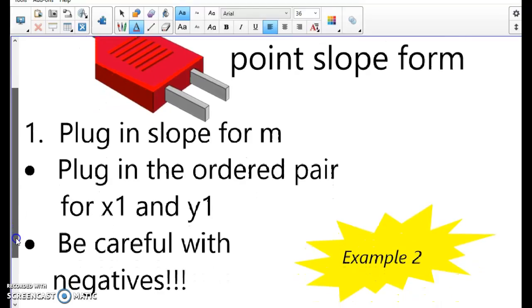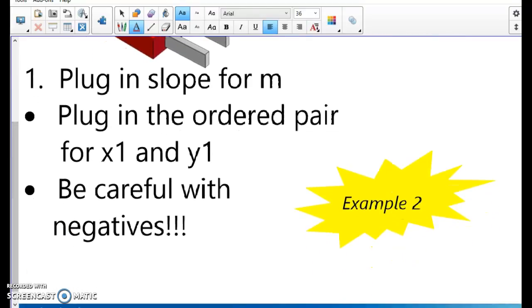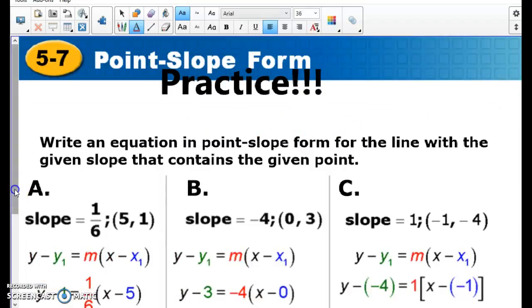Here are pretty much our steps for writing in point slope form. Plug in our slope for m, plug in one of the ordered pairs for x1 and y1, and then make sure we're careful with negatives, because you'll notice there is a minus sign on both of these, minus y1, minus x1. So if it's already a negative y or negative x, we remember from chapter 1 that two negatives are going to equal a positive. Alright, so let's show some examples here.